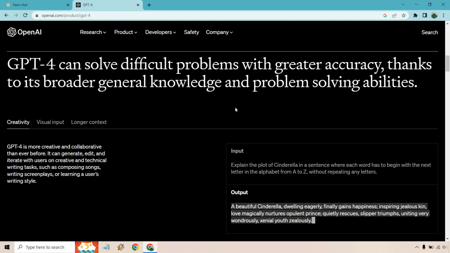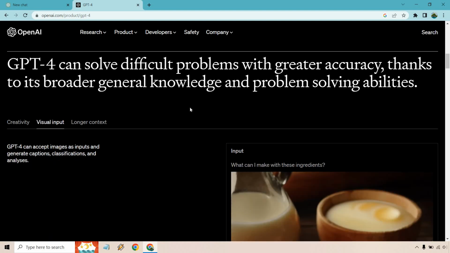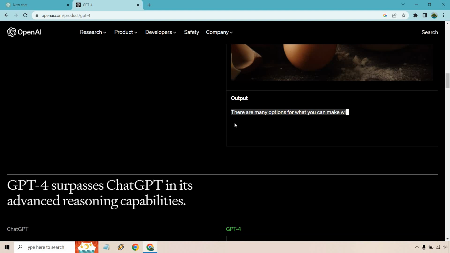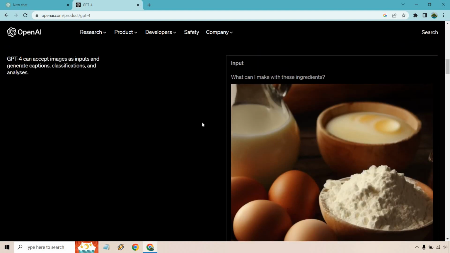All right, so here was the announcement that they did in terms of the visual input. It can accept images as inputs and generate captions, classifications, and analyses. So, for example, what can I make with these ingredients? And it would give you an output. At the time of this video, it doesn't have this. It's like it's just not working.